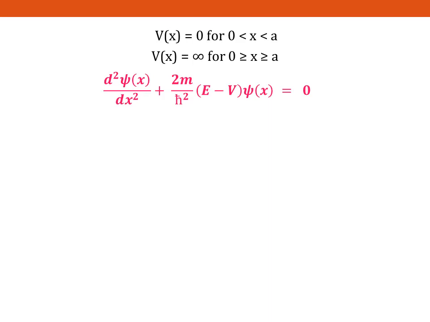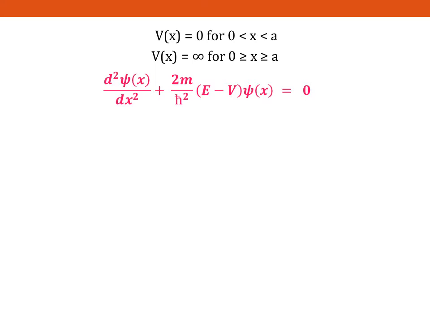To find the wave function of the particle within the box of length a, we consider the Schrodinger's one-dimensional time-independent wave equation, which is d²ψ/dx² + (2m/ħ²)(E − V)ψ = 0. Since the potential energy inside the box is 0, that is V = 0, the particle has kinetic energy alone and is therefore named as a free particle.